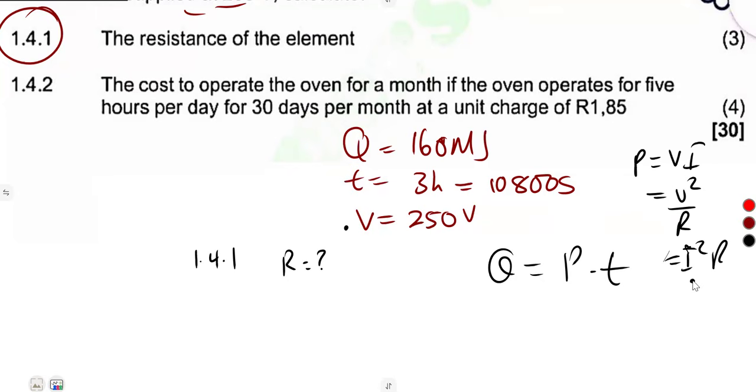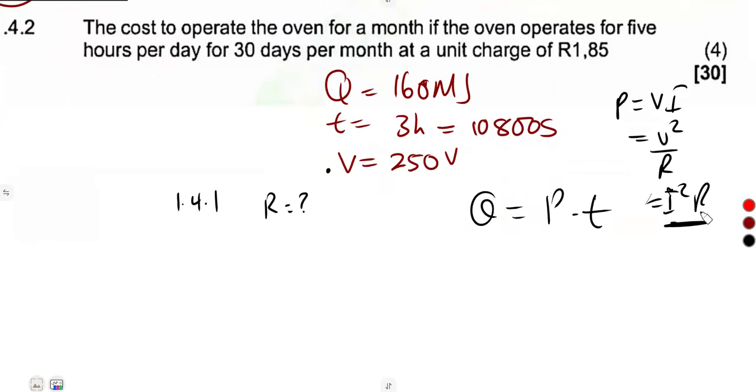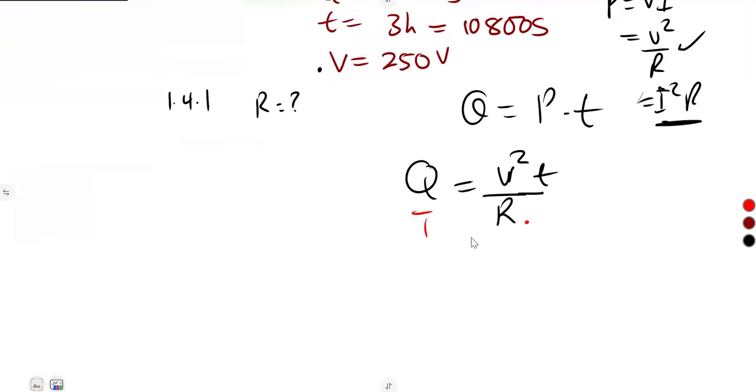I do not have current, guys, so I cannot use this one. I cannot use this one also because I do not have current so far. So in place of the power formula, substitute. Power is also given as V squared over R, times the time. Just like that. Make the resistance the subject of the formula as you are asked. All right, so let us make this one the subject. This is over 1. So QR is equal to V squared T.